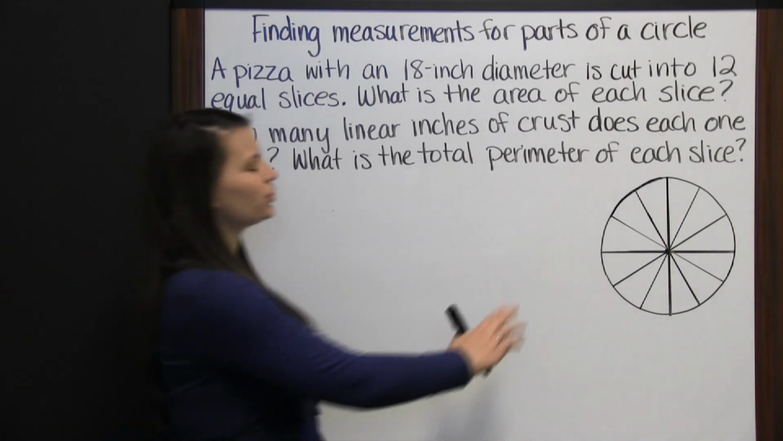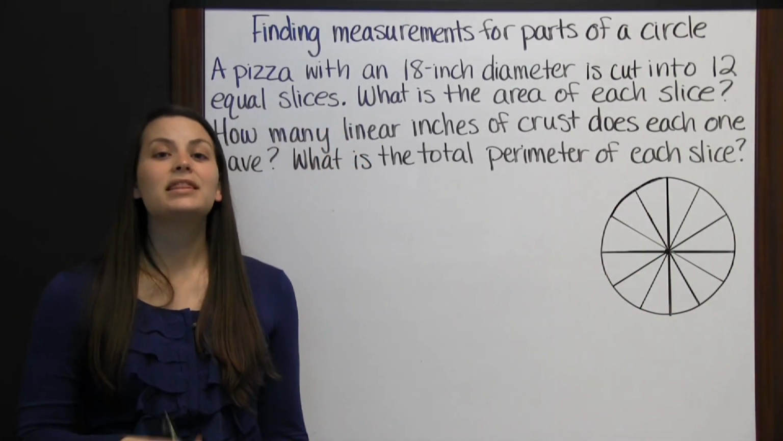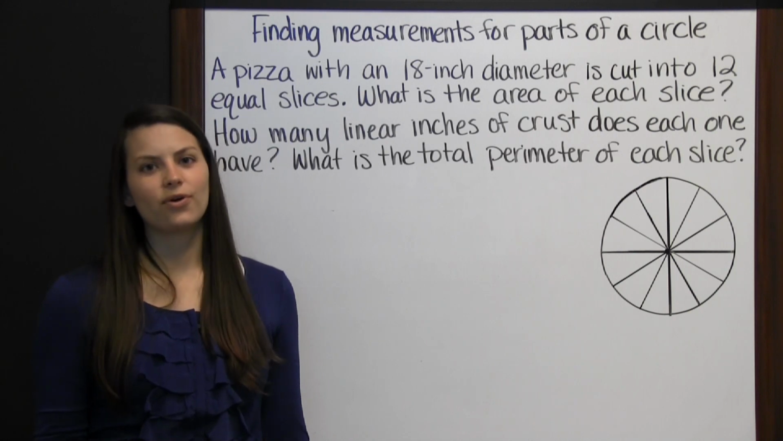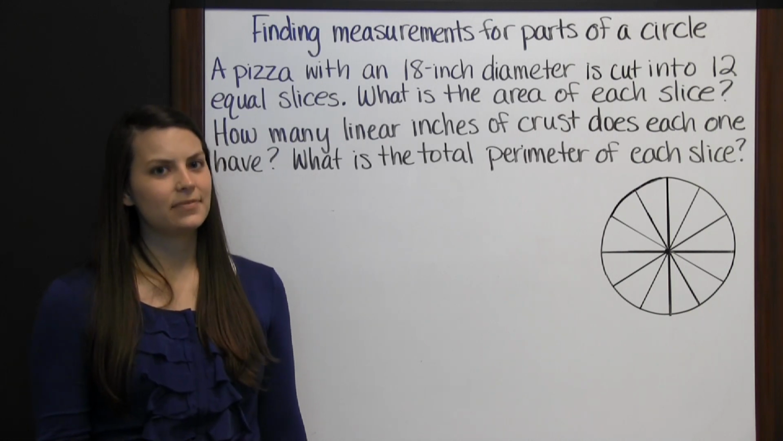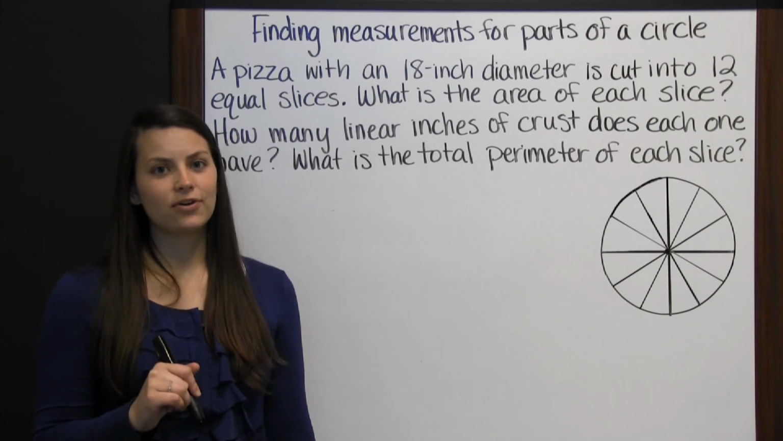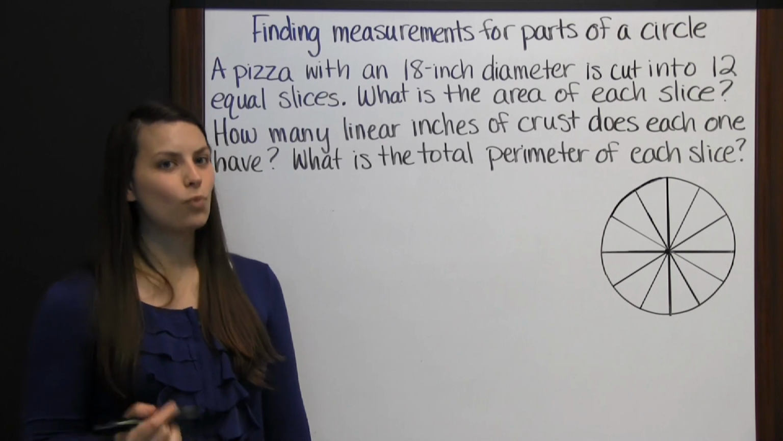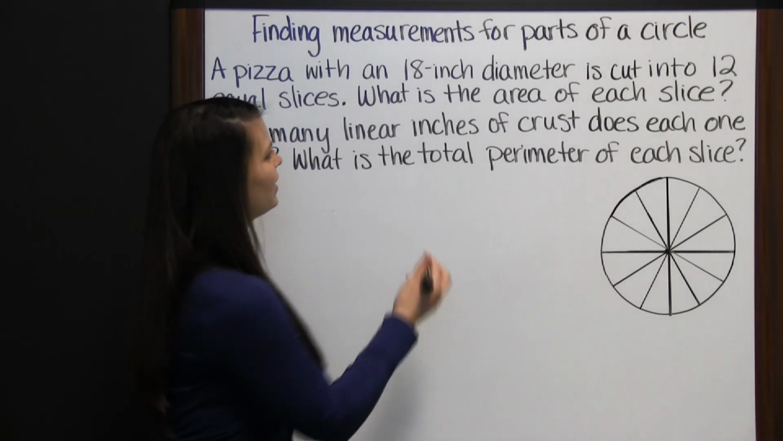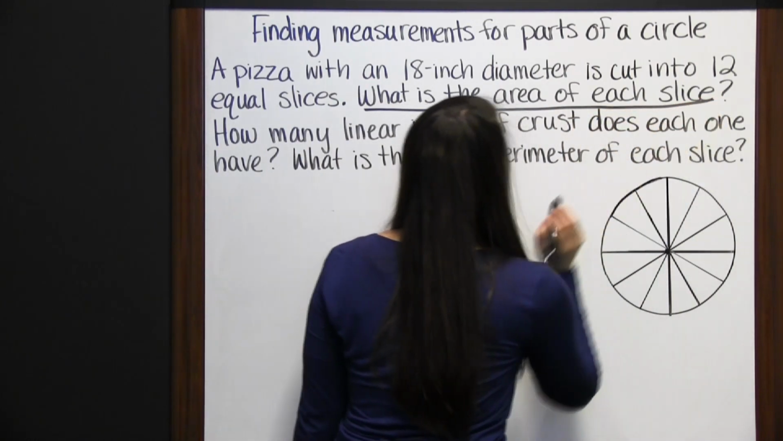So we've cut a circle into 12 equal slices. That means that the area of our circle has been cut into 12 equal pieces. So if I find the area of my circle and then divide it by 12, I can find the area of one piece of pizza. That's the question we're starting with. What is the area of each slice?